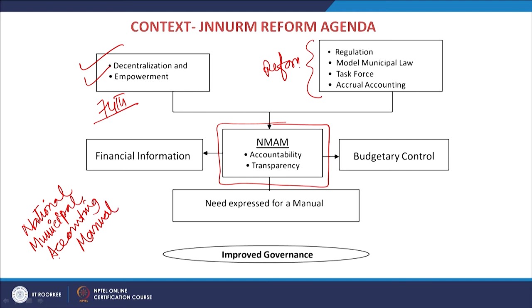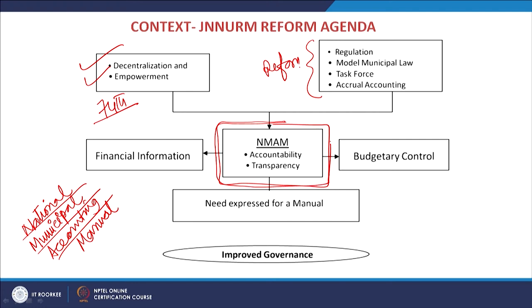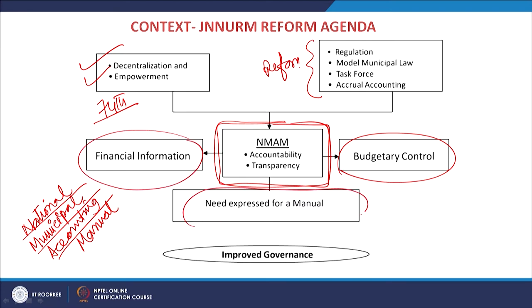The objective of this manual was to bring procedural coherence and procedural uniformity in the accounting practice of all the municipalities in the country. But definitely there will be some contextual variations which the state government can make. So this National Municipal Accounting Manual was mandated to make budgetary control and financial information available, and this need for a manual was expressed by the ULBs and state governments. So the ultimate objective is improved local governance.